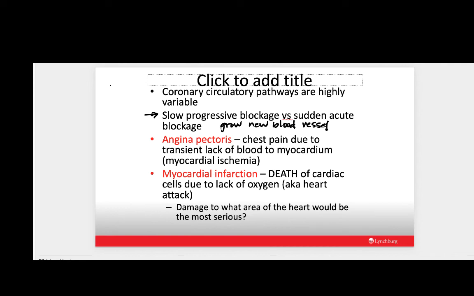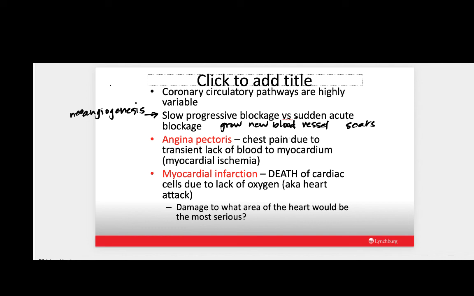It's highly dependent on oxygen, and it does not regenerate. So once you kill your cardiac muscle, it basically scars. So if you have a slow progressive blockage, you actually have the ability to grow new blood vessels so that you can supply that area with blood, and we call that angiogenesis. It's like creation of new blood vessels.